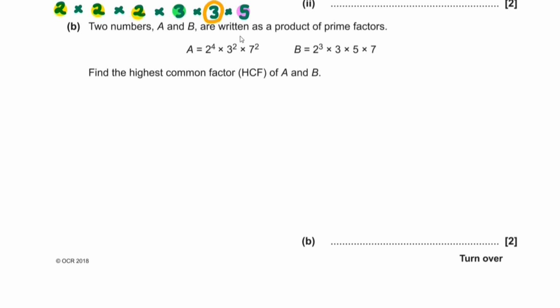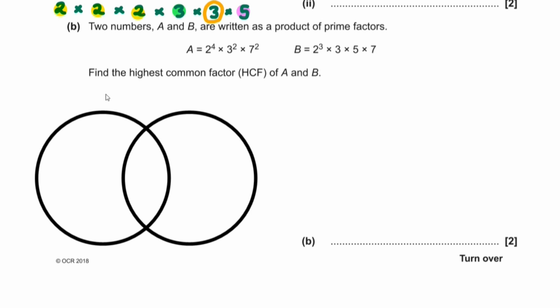Two numbers, a and b, are written as the product of prime factors. A is equal to 2 to the 4 times 3 squared times 7 squared, and b is equal to 2 cubed times 3 times 5 times 7. We have to find the highest common factor of a and b. So let's use a Venn diagram for this. So we've got a and b. So let's think about what's common.